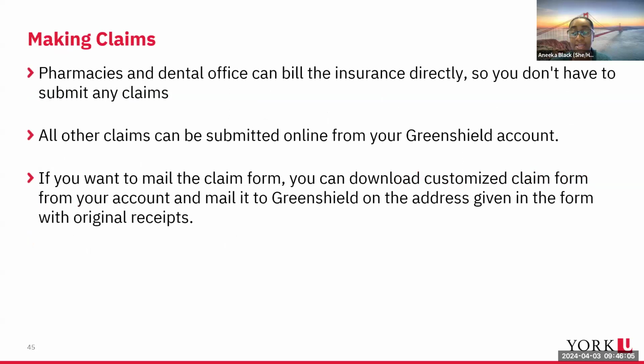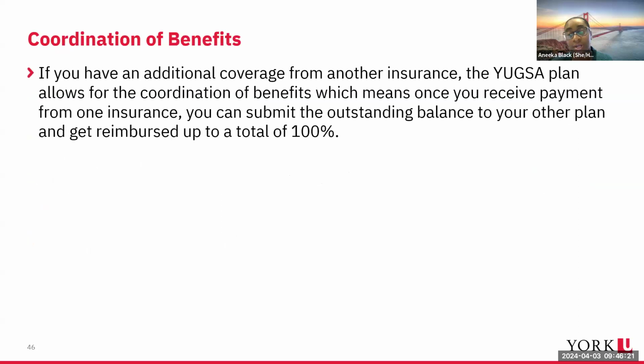To make a claim, places like pharmacies or dental offices will direct bill your insurance so you don't have to submit your own claim. All the claims are submitted through your Green Shield account, or you can also submit them by mail. In terms of coordinating your benefits, if you have any additional coverage from another insurance, the UGSA plan allows you to coordinate your benefits, which means that once you receive payment from one insurance, you can submit the outstanding balance to your other insurance plan, and you can get reimbursed up to a total of 100% of the total cost of the service.